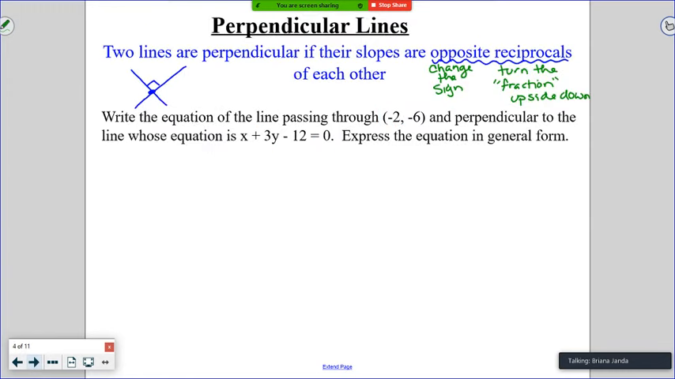Okay? So write the equation of the line passing through. So again, they directly give us the point. We want to go through this point. So there's my x1, y1 for our equation when we get there. Perpendicular to the line whose equation is x plus 3y minus 12 equals 0. Ooh, what do we need from this? We need its slope, right? So we need the slope.